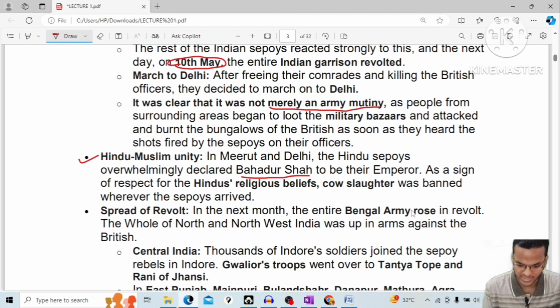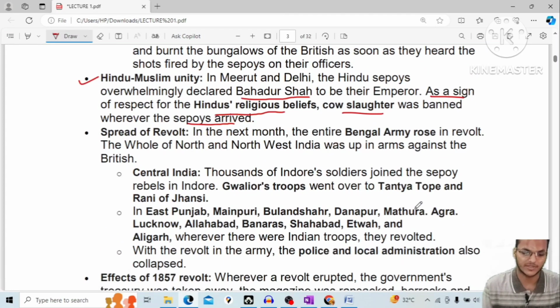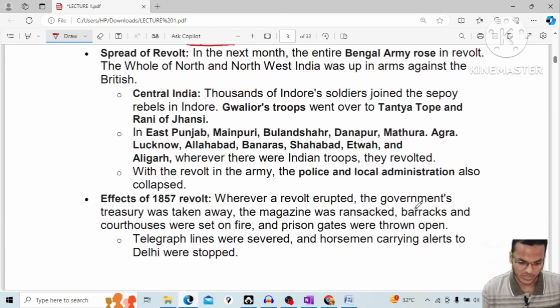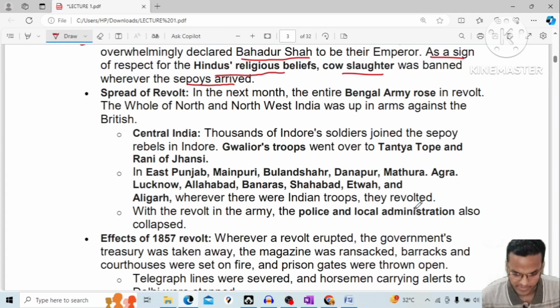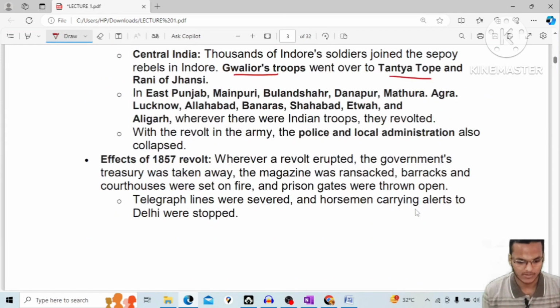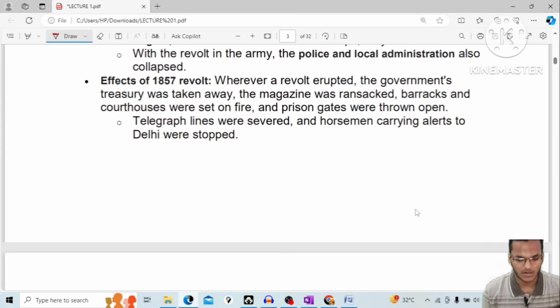As the Hindu religion believes, the Muslims here also, as a sign, respected what the Hindu religion believes. The cow's slaughter was banned wherever the sepoys arrived. It was a sign of Hindu-Muslim unity. Then the spread of the revolt, it spread to central India. Tantia Tope, Rani Lakshmibai, Jhansi, Gwalior troops, all participated.